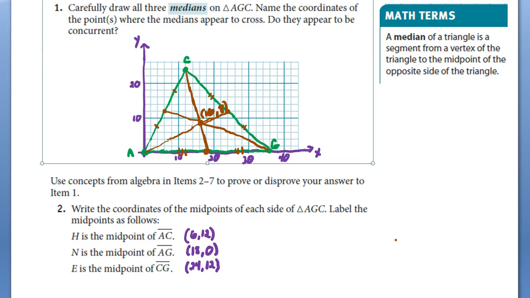Okay, next one. Use concepts from algebra to prove or disprove our answer to item 1. Number 2, write the coordinates of the midpoints of each side of the triangle and label the midpoints as follows. The midpoint of AC, this one here, we're supposed to call that H, and that's at 6, comma 12. The midpoint of AG, the bottom, we're supposed to call N, and that is at 18, comma 0. And the other midpoint we're supposed to call point E, located at 24, comma 12.